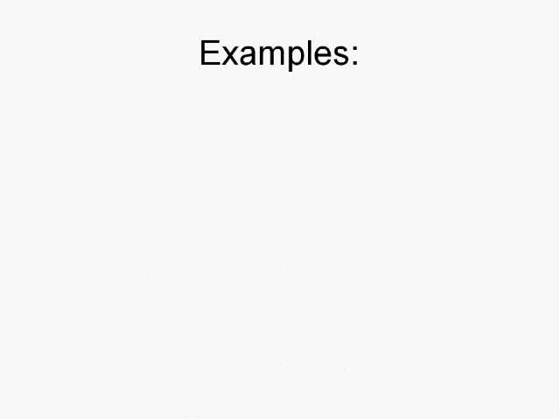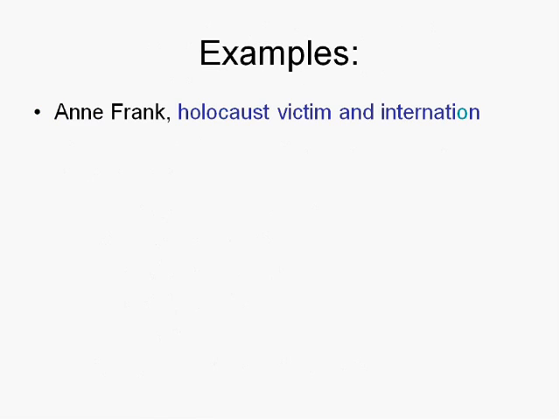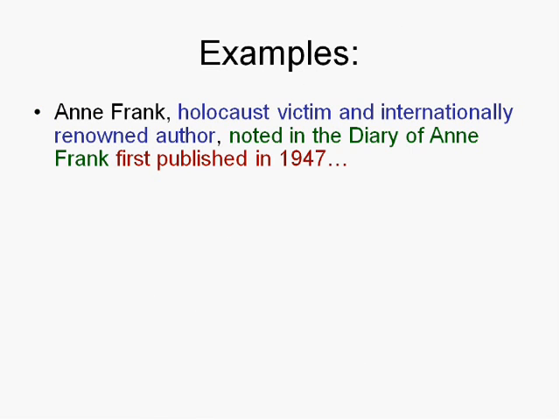Some examples, and we have here the author listed in black. We have the qualification of the individual listed in blue. We have the source of the publication listed there in green, and we have the date that it was published in red.